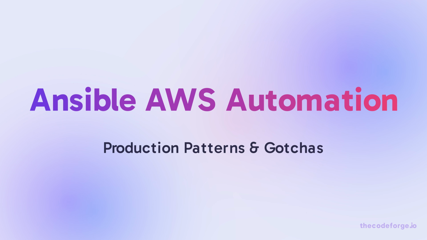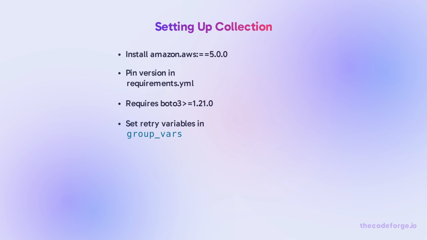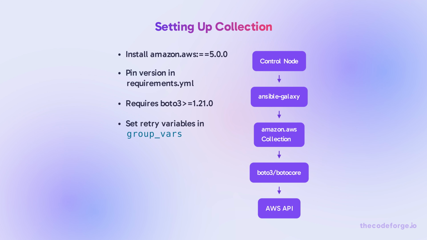Before we dig into that production issue, let's cover Ansible Amazon Web Services Automation. Ansible Amazon Web Services Automation is the practice of using Ansible playbooks to manage Amazon Web Services infrastructure as code. The Amazon Web Services collection provides idempotent modules that handle state management, pagination, and eventual consistency, so you can focus on design. First, install the Amazon Web Services collection with a pinned version.